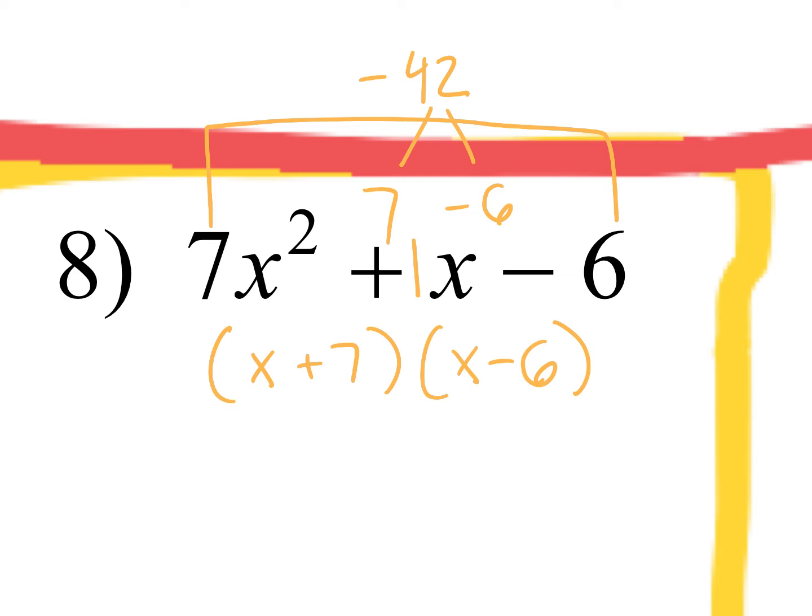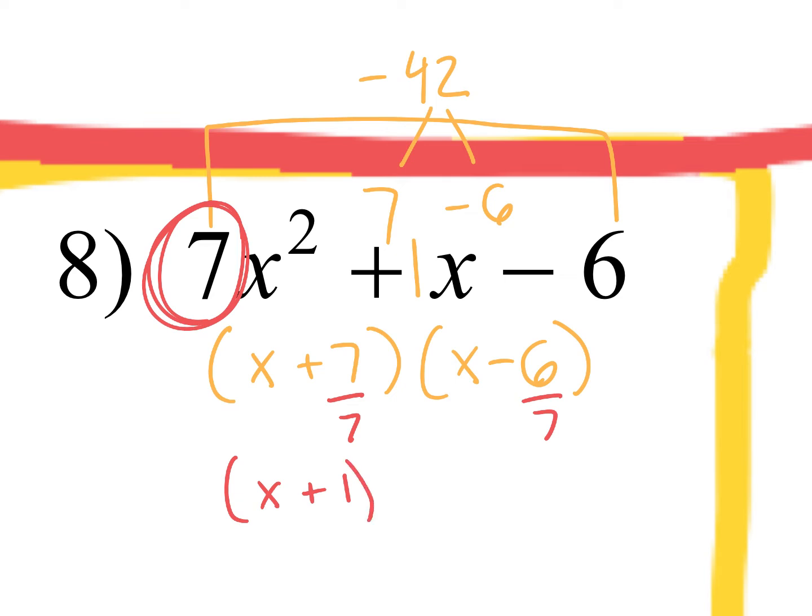What do I have to do next? Divide. Since I started by multiplying, I go back in and divide. What's 7 divided by 7? So x plus 1. Can I divide 6 by 7? So what do I do with the 7? Awesome. 7x minus 6.